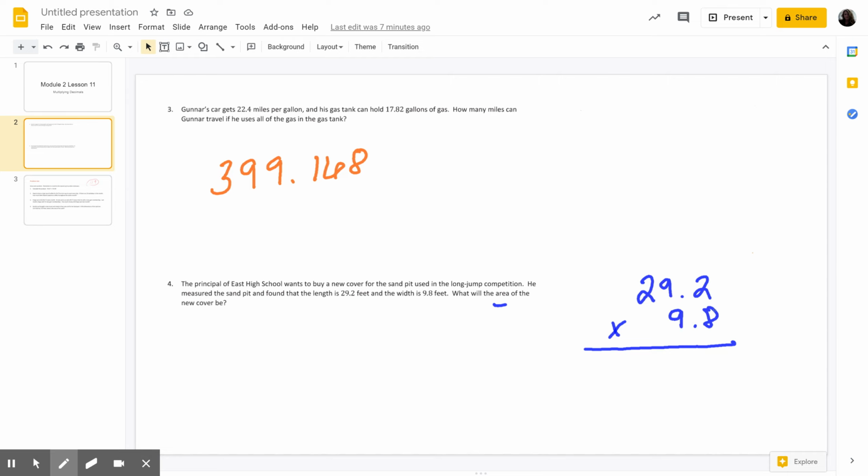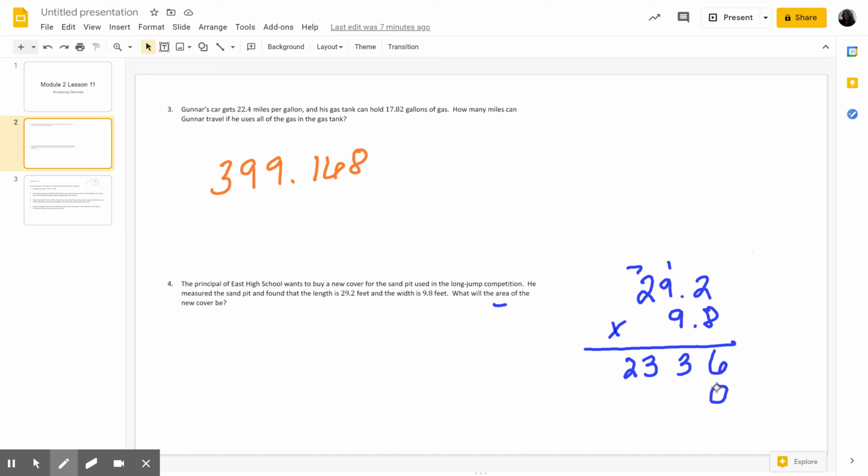So let's do our math. 8 times 2 is 16. Bring the 1 up here. 8 times 9 is 72 plus 1 is 73. 8 times 2 is 16 plus 7 is 23. And remember, when we're doing our partial products down here, we have no decimals. No decimal until our final product.